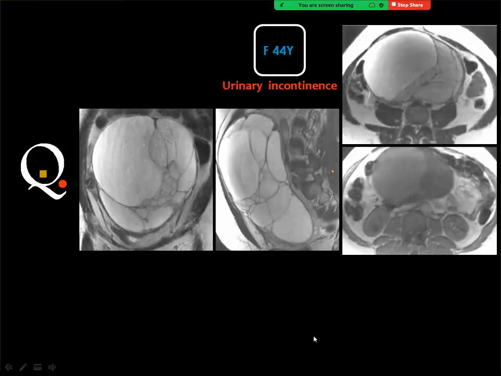Next case is a female 44 years old presenting with urinary incontinence. And this is, of course, the T2 weighted images, and this is T1 weighted image, and this is axial T2.